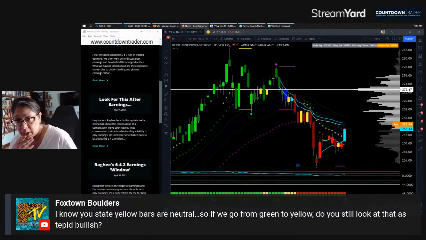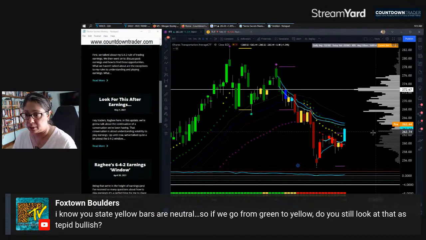Foxtown asks, I know you state yellow bars are neutral. Well, yellow on the JT multi, blue on my grab. I know, a little bit of a disconnect. So if we go from green to yellow, do I still look at that as tepid bullish? What is likely going to accompany that transition on the grab candles is a pullback. Again, on the JT multi as well, that's going to be a pullback.